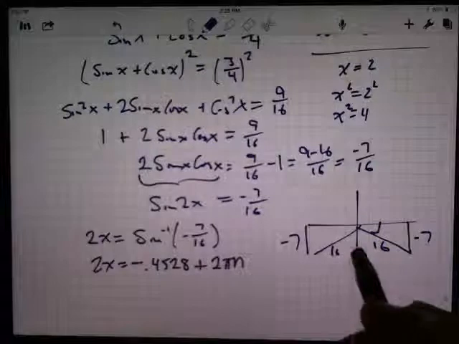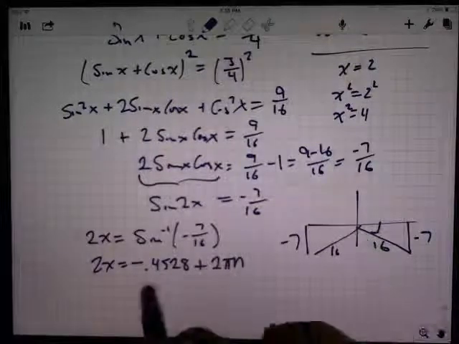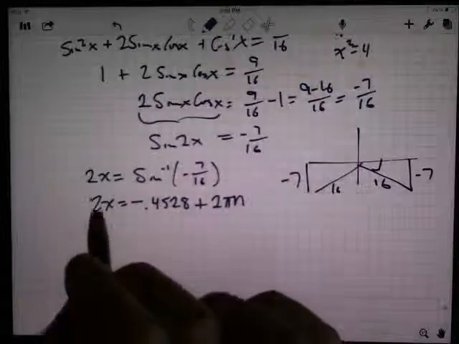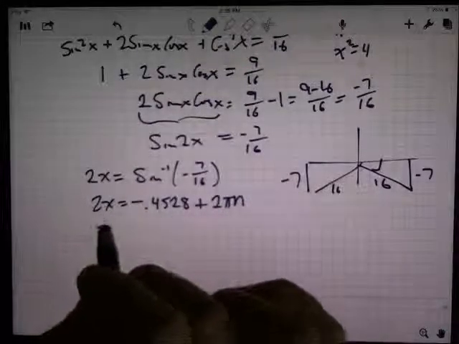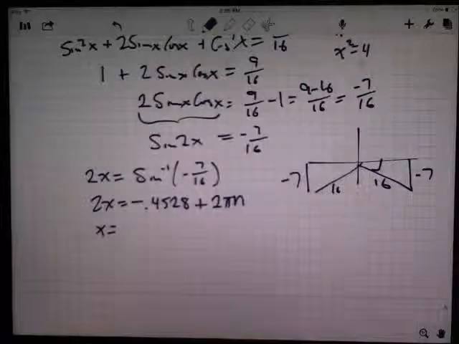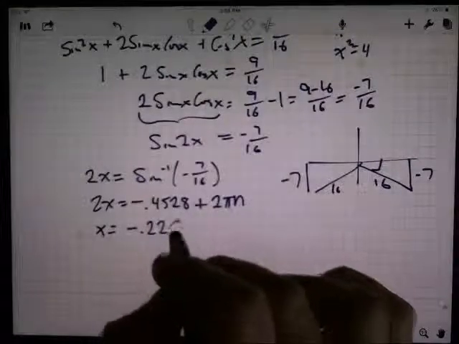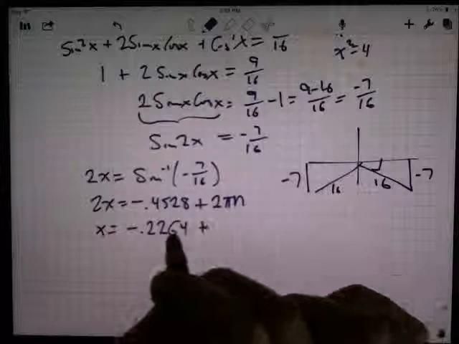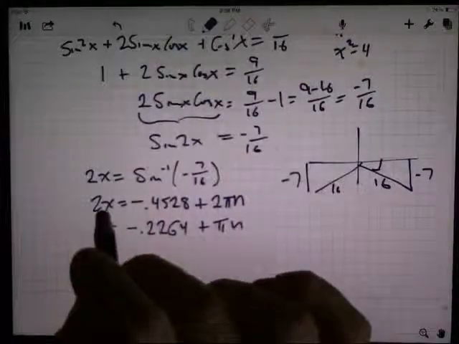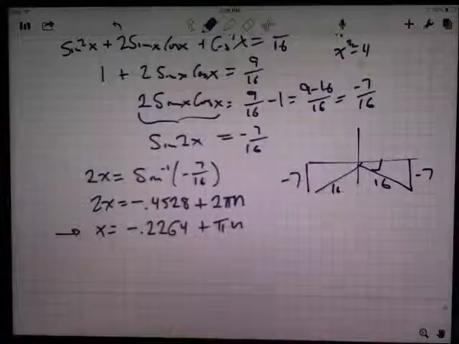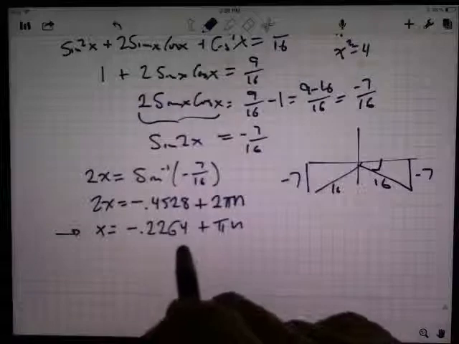And then I got to go find this other one. Well, this other one looks like, I can divide by, that's 2x. So x, divide that by 2, is negative 0.2264 plus pi n, right? Because when I divide that by 2, the 2 pi will turn into a pi. So there's one set of solutions. I'm going to have to check them here in the end. But let's just come back here.